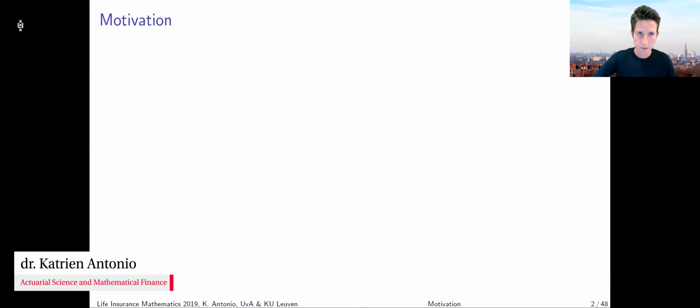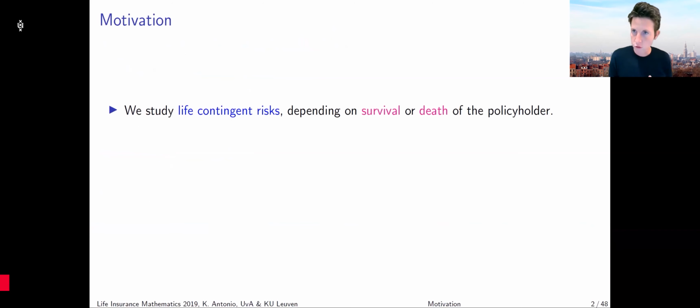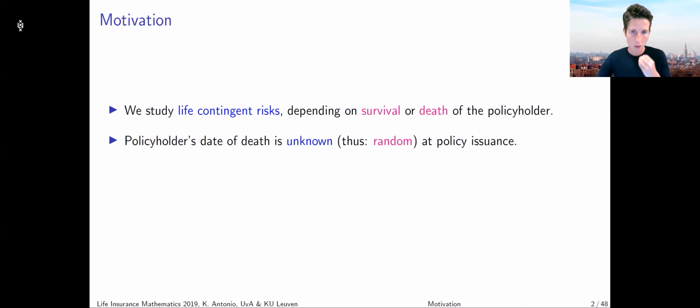So what we're going to do in this chapter is, because we're studying life contingent risks, as I explained in the first hour, we need to be able to quantify the probability of survival or the probability of death of our policyholders. So we need appropriate notation for that. We need an appropriate stochastic model for that.